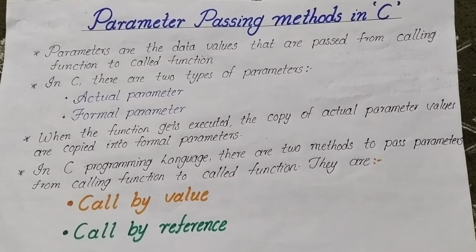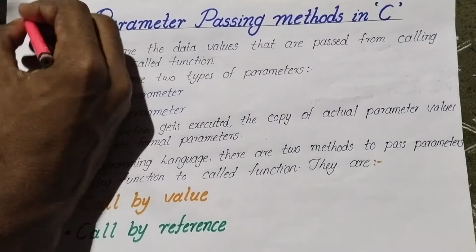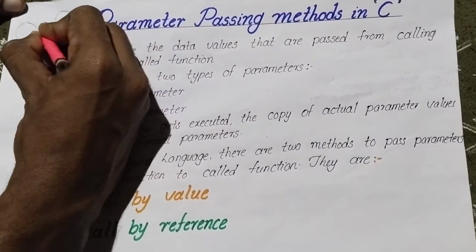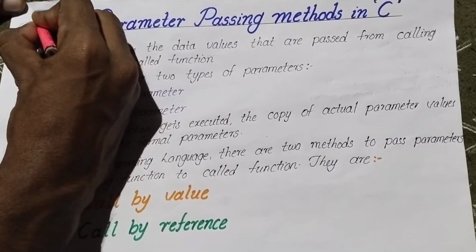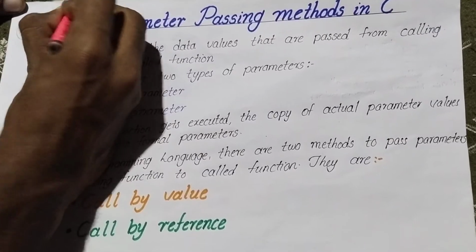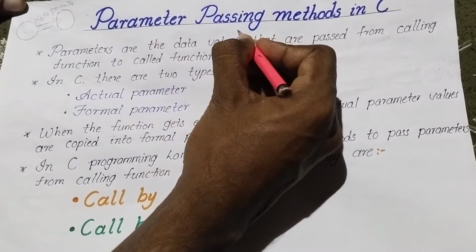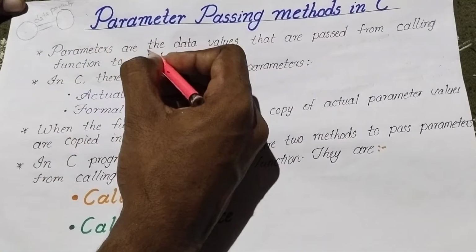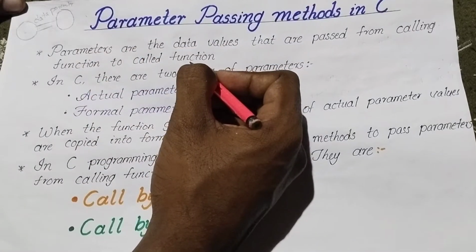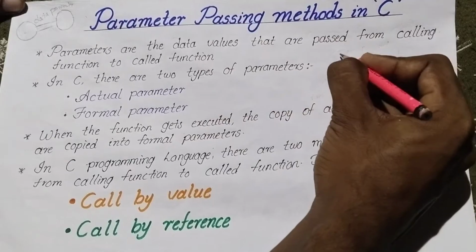Today let us discuss the topic parameter passing methods in C. Let us consider two functions. The passing of data parameters between the functions is known as parameter passing. Parameters are the data values that are passed from the calling function to the called function. Let us see what we mean by calling function and called function.